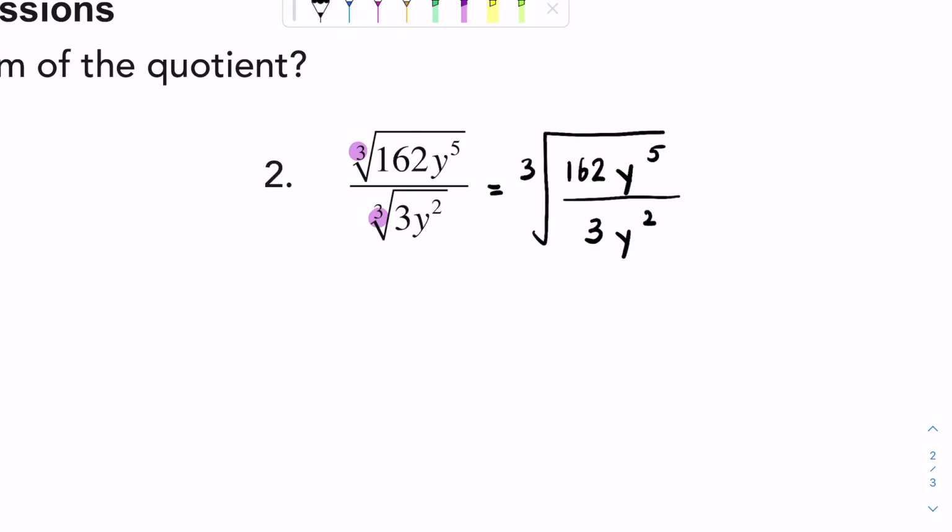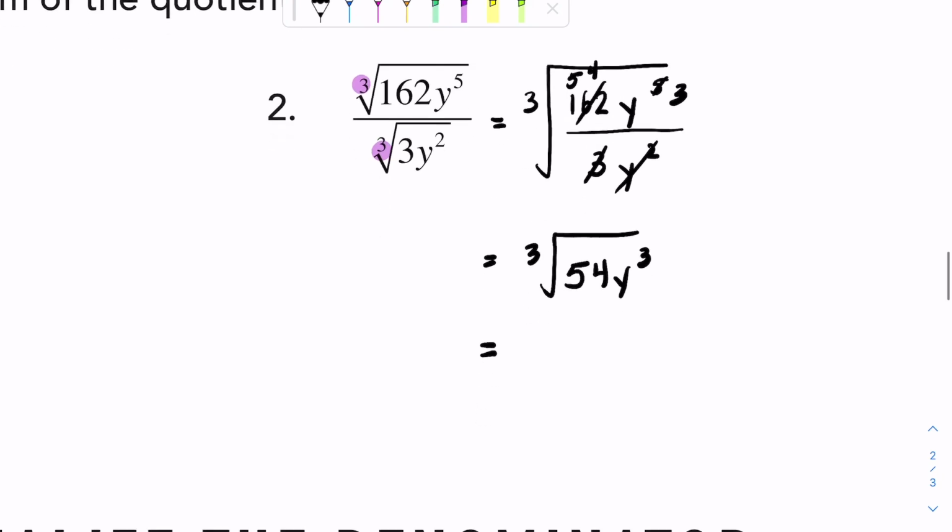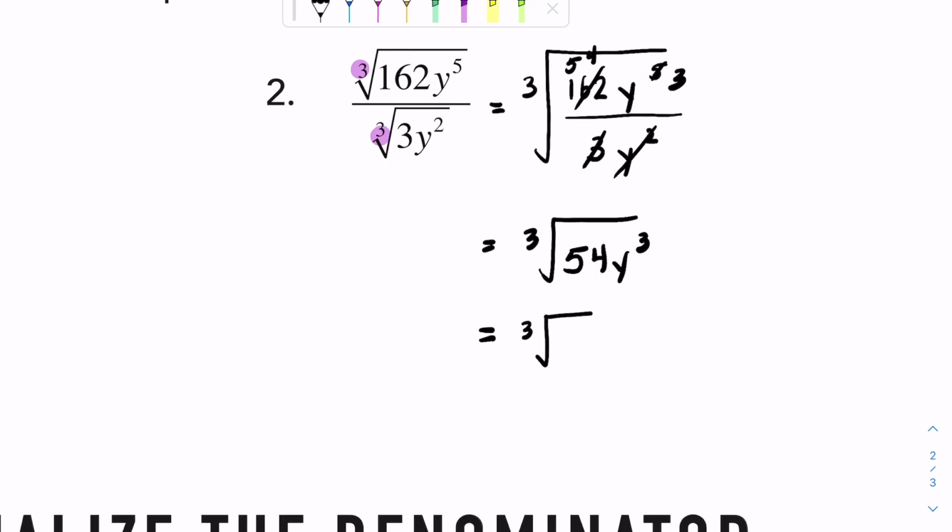And here I'm going to eliminate this fraction because I know 3 goes into 162 54 times. And I know that y squared and y to the 5th will simplify to y to the 3rd. The cube root of 54, y to the 3rd. Now, 54 is not a perfect cube, but if you're looking at your perfect cube list, then you know that 27 is a factor of 54, and it would be 27 times 2 times y cubed. 27 simplifies, and y cubed simplifies. We end up with 3y times the cube root of 2.